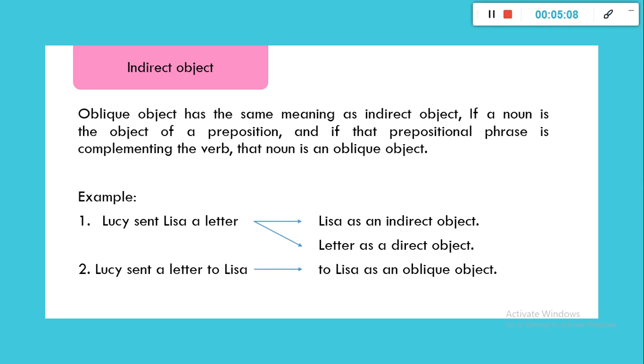Example, Lucy sent Lisa a letter. Lisa as an indirect object, while letter as a direct object. And then the second is Lucy sent a letter to Lisa, with Lisa as an oblique object.